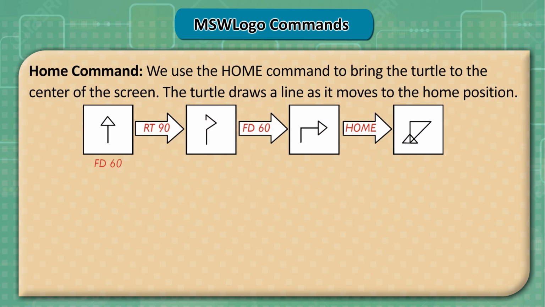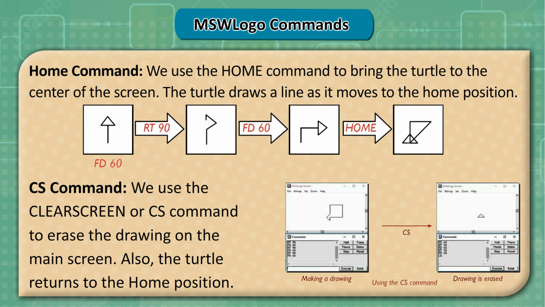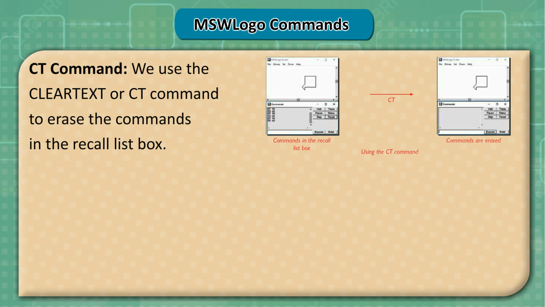Home command. We use the HOME command to bring the turtle to the center of the screen. The turtle draws a line as it moves to the home position. CS command. We use the clear screen or CS command to erase the drawing on the main screen. Also, the turtle returns to the home position. CT command. We use the clear text or CT command to erase the commands in the recall list box.